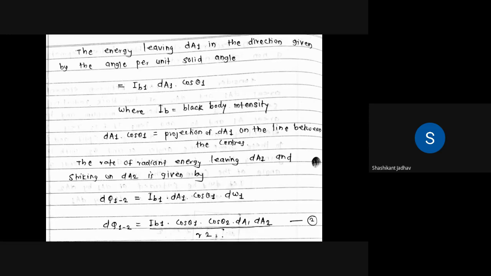Okay, so all of you write down equation number 2: dQ1 to 2 is equal to IB1 into cos theta 1 into cos theta 2 into dA1 into dA2 divided by R square, and that is equation number 2. Okay, then next slide.